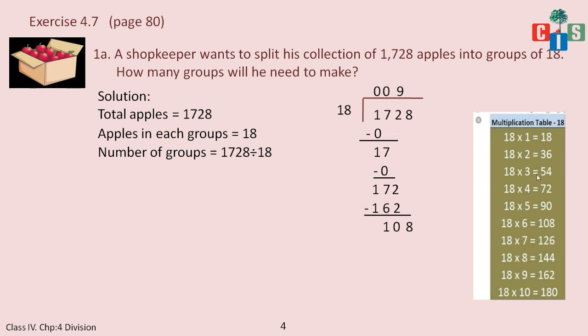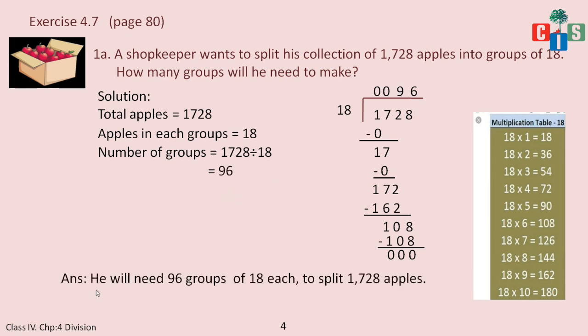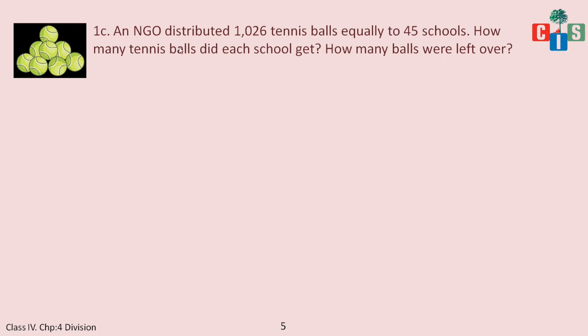So let's check in the table 18 and 6. Yes. 18 sixes are 108. So 18, 6 times will give me 108. My answer will be 0 here. Okay. So my quotient here is 96. So I can say that the shopkeeper will need 96 groups or 96 boxes of 18 each to split 1728 apples. Fine.